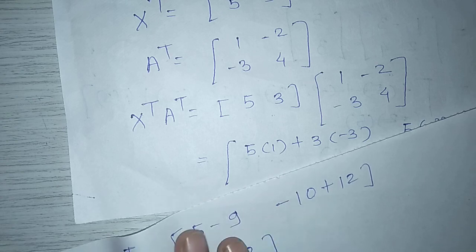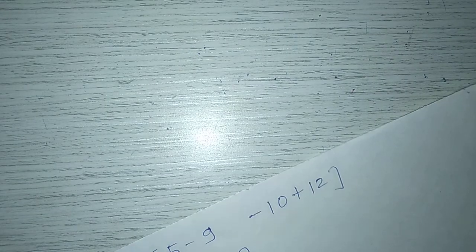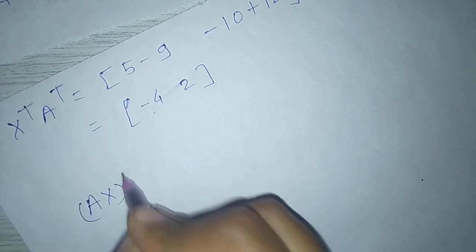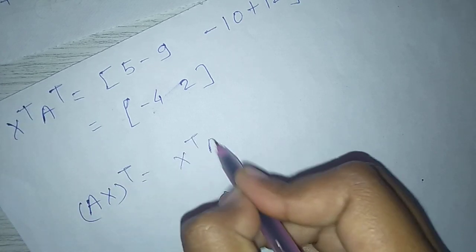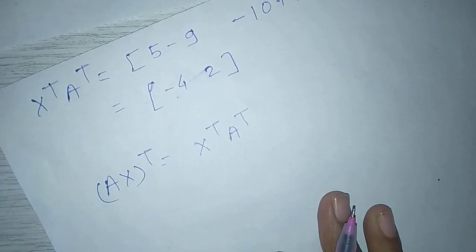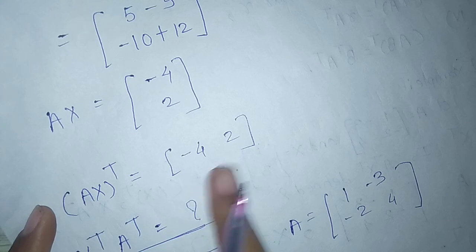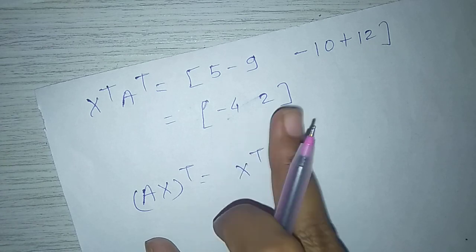Means in the theorem A into B whole transpose equal to B transpose into A transpose, and here also we get in the example A into x whole transpose equal to x transpose into A transpose. A into x whole transpose equal to minus 4, 2. Also x transpose into A transpose equal to minus 4, 2.